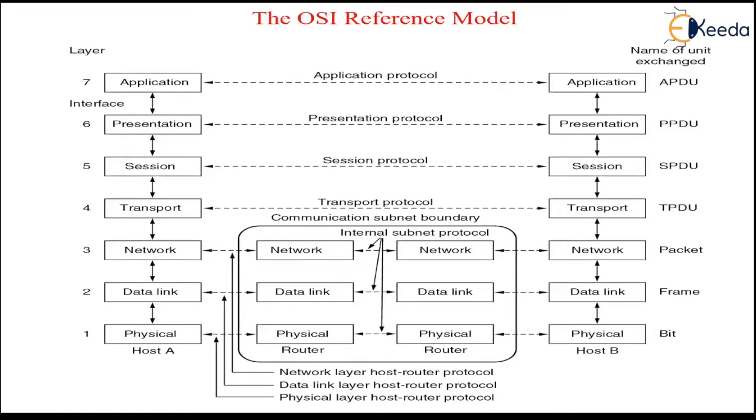Other responsibilities of the transport layer include service point addressing. Computers often run several programs at the same time. For this reason, source to destination delivery means delivery not only from one computer to the next, but also from a specific process, that is the running program on one computer, to a specific process on another computer. The transport layer header must therefore include a type of address called a service point address, that is the port address.